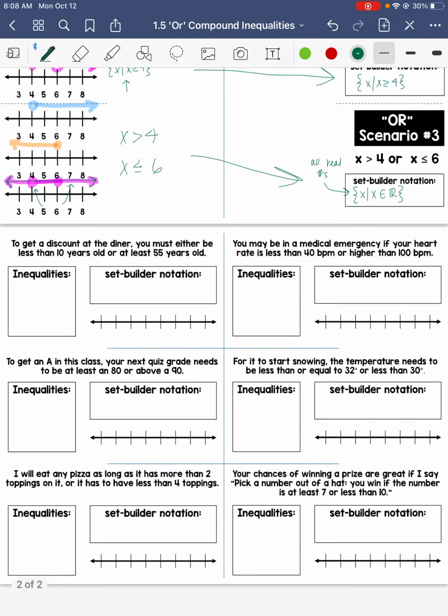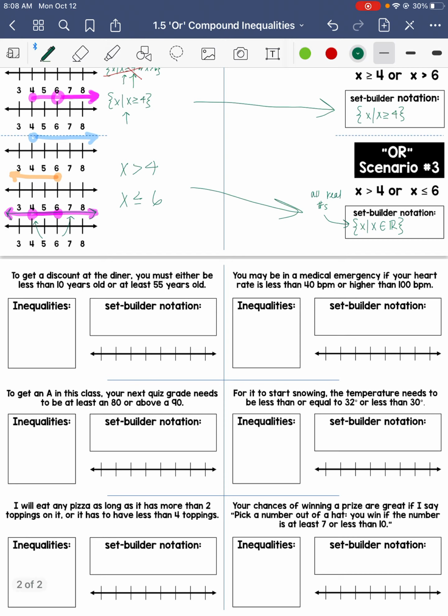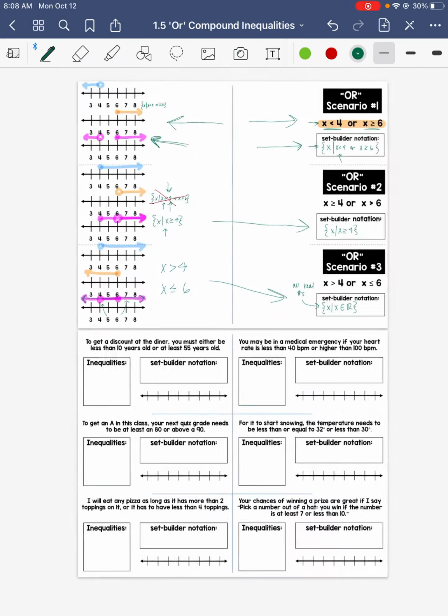Okay, so this inside here is asking you to write inequalities based on these word problems. So this is really good for you to try on your own. Okay, and then if you're struggling with these, you can come ask me in class.